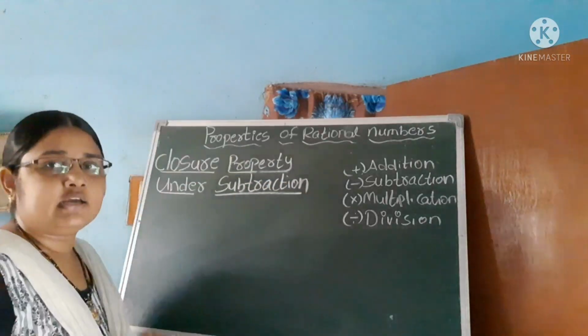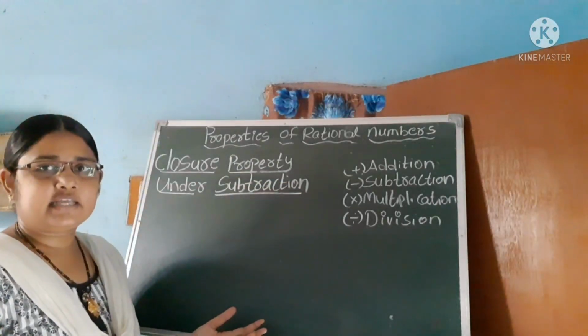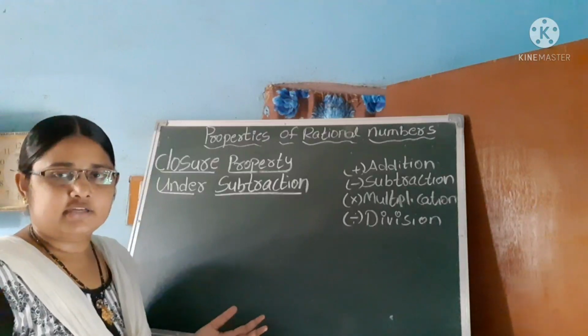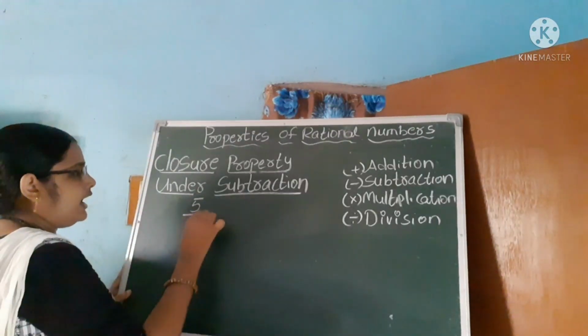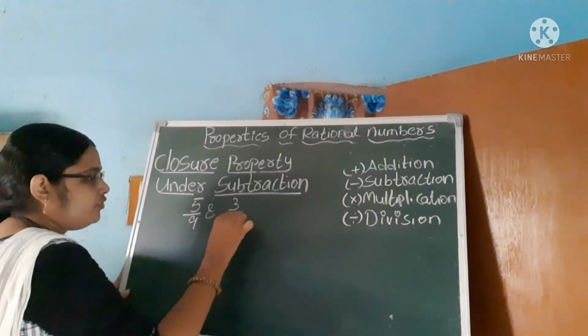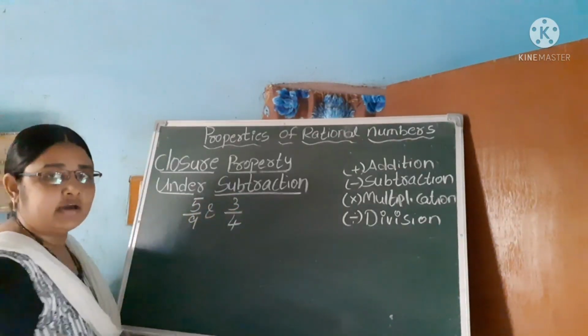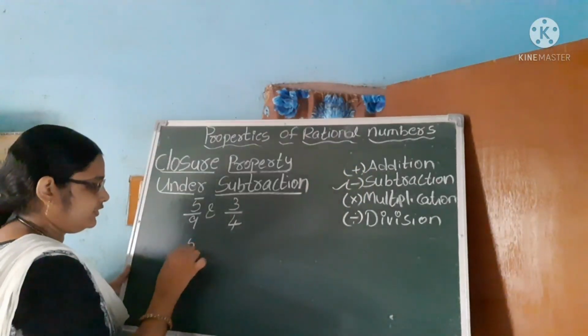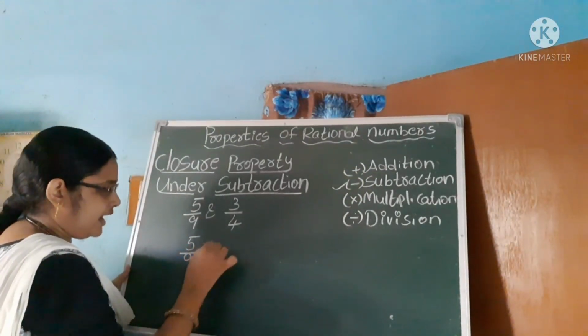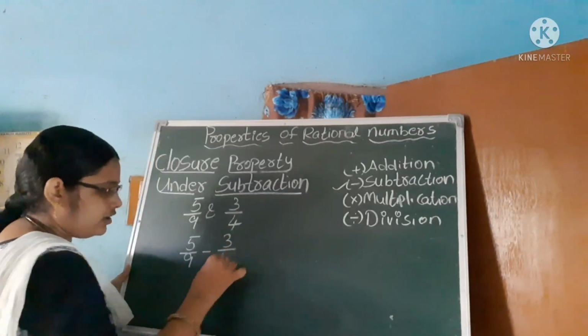Closure property under subtraction. So again, let us take any two rational numbers. 5 by 9 and 3 by 4. Now apply the condition, subtraction: 5 by 9 minus 3 by 4.